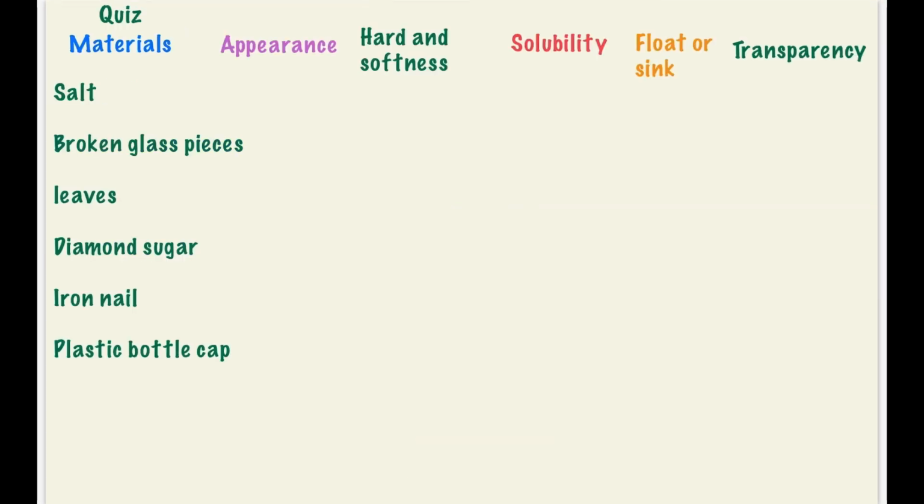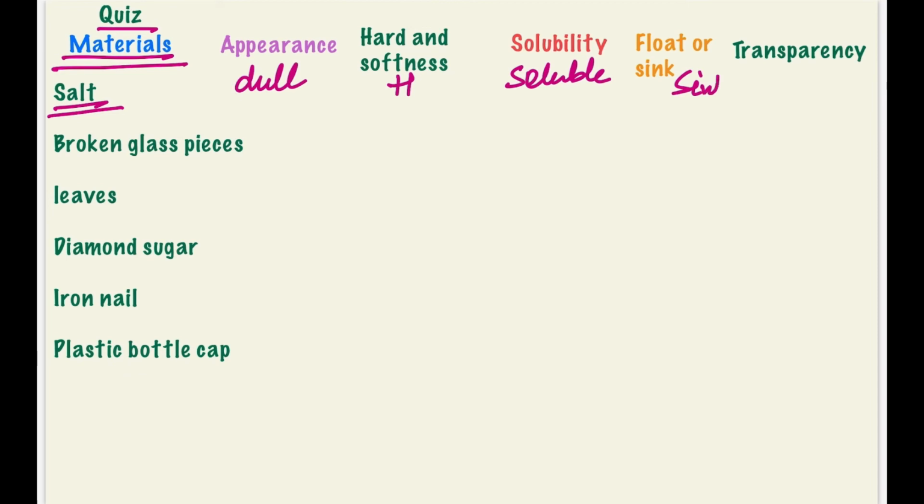Now we will take a quiz in which we will take some materials and talk about their properties. Now salt. Salt is by appearance a dull material. Hard and soft, it is a hard material. Solubility, yes, we can dissolve it in water, so it is a soluble material. Now float or sink, it sinks in water. Transparency, it is an opaque material.